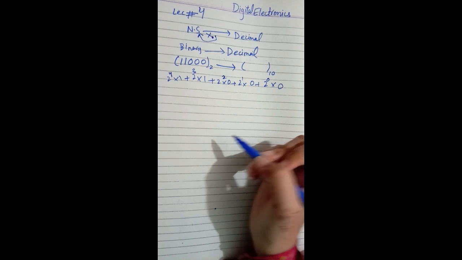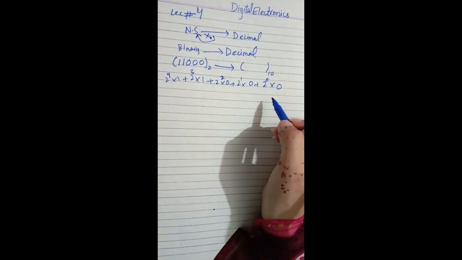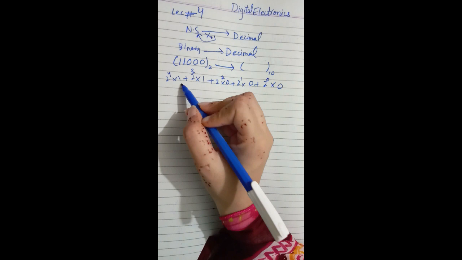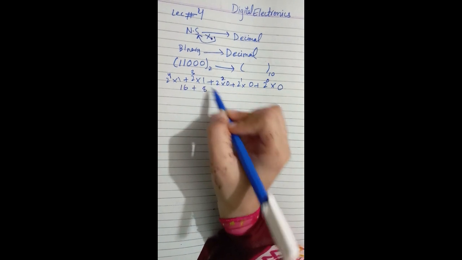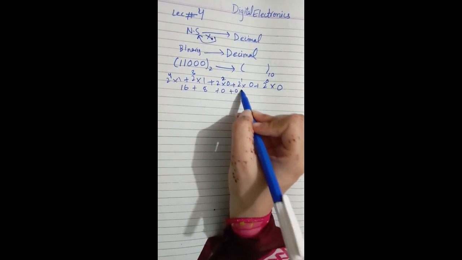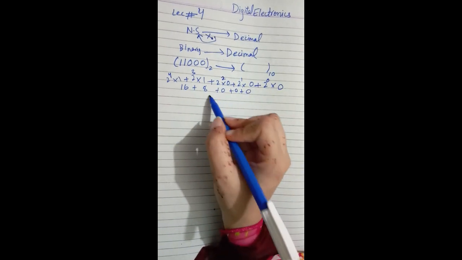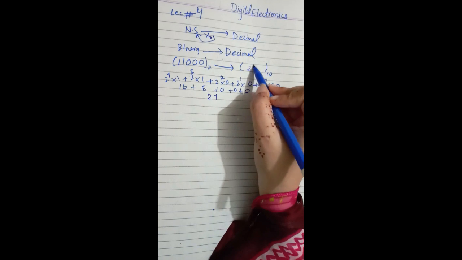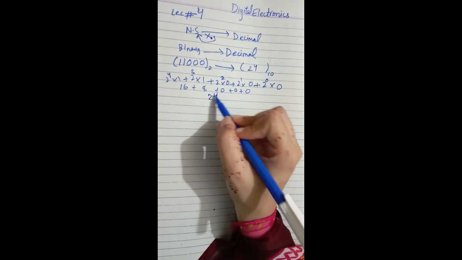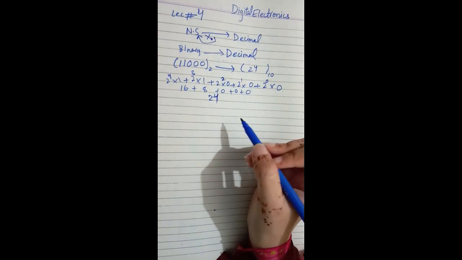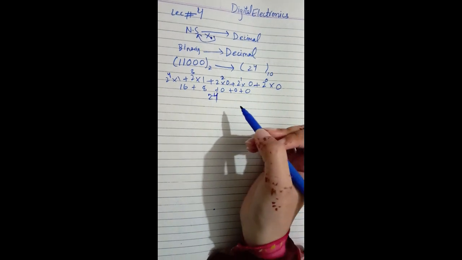Now we will write it. The answer we have is 16, 8, 0 plus 0 and plus 0. The final answer is 16 plus 8, that is 24. The answer we have is 24. This is how we go from binary number system to the decimal.